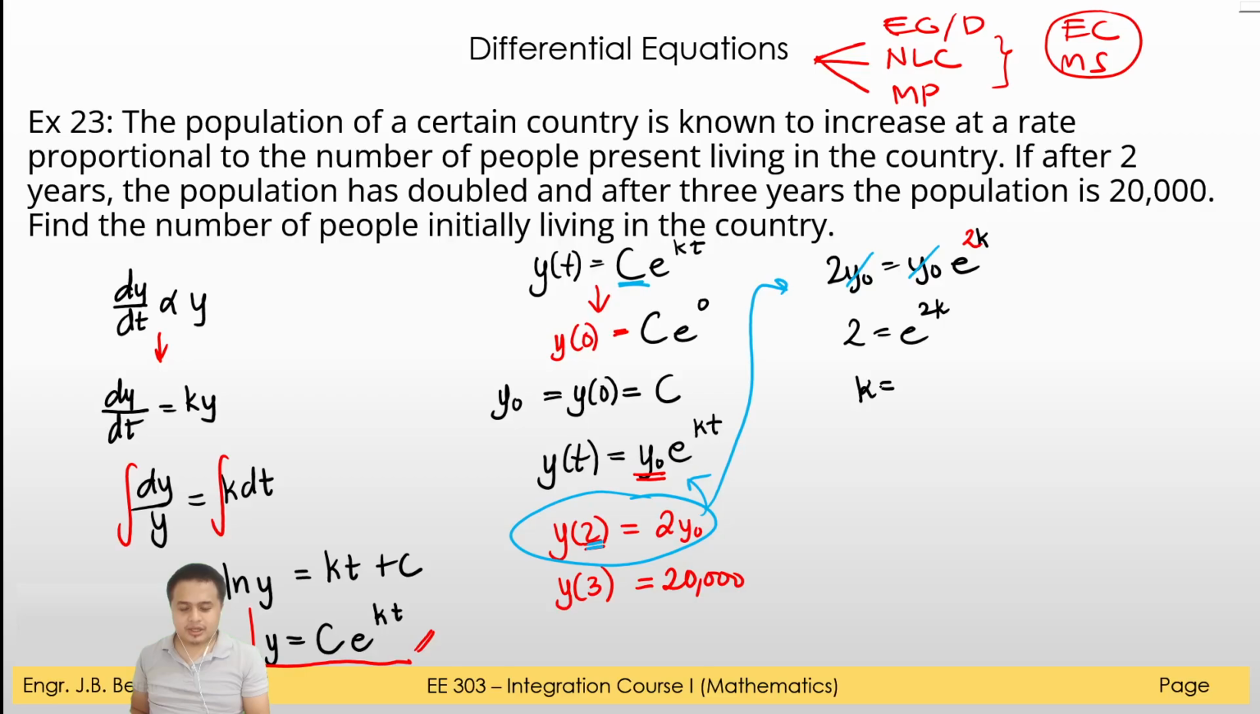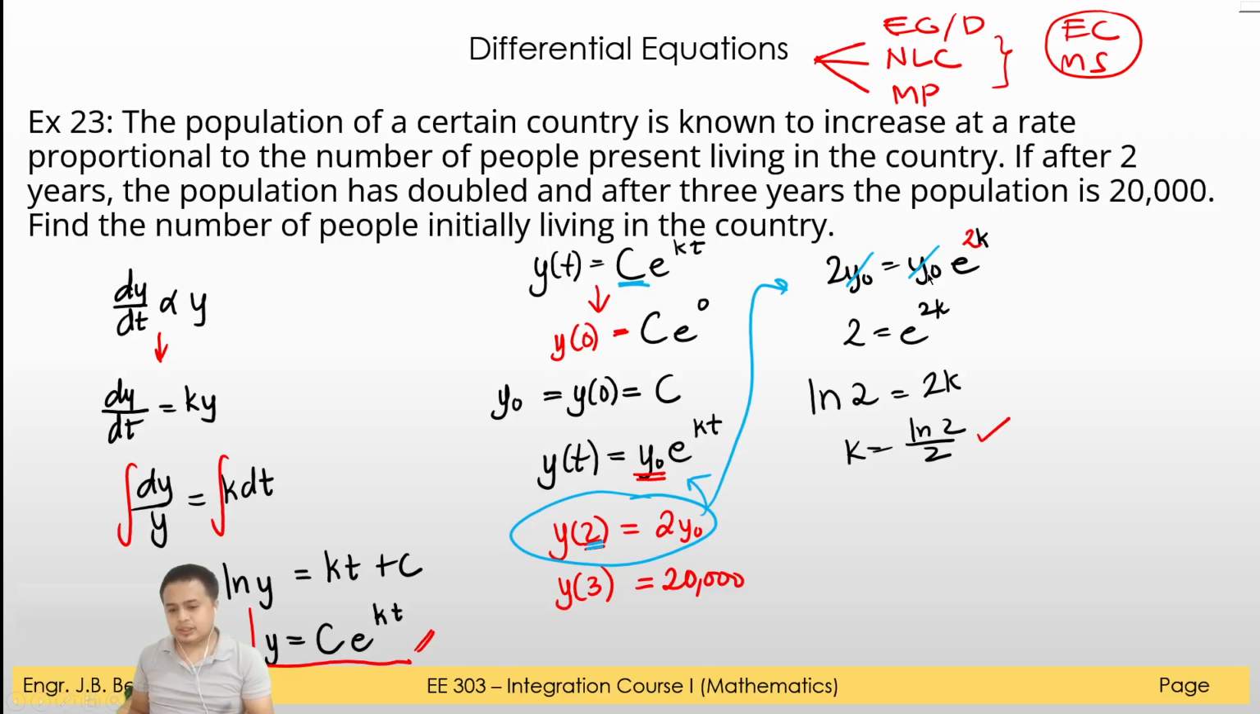So you can find the value of k here, the exact value of k. How do we do this? I'm having a mental block. So we can just use ln. So ln 2 equals ln e raised to 2k. So ln e becomes 1, and ln 2 is equal to 2k. So k is equal to ln 2 over 2. Okay, so we have a value of k.